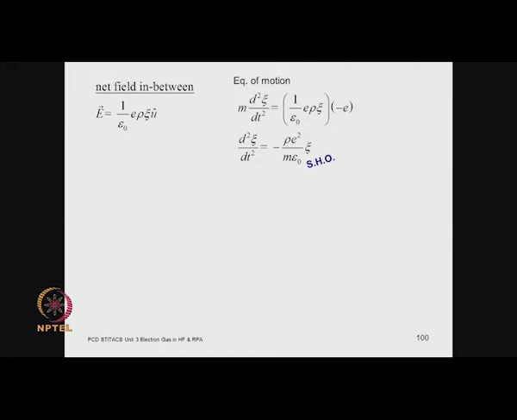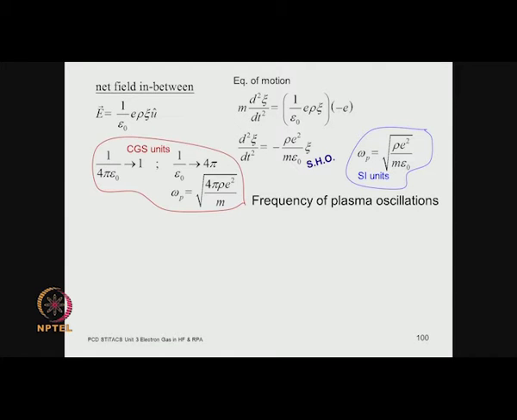So, we immediately know what will be the natural frequency of oscillation. That will be given by the square root of rho e square by m epsilon 0. This is the relation that you get in SI units. In many books you will find that atomic units or CGS units are used, where 1 over 4 pi epsilon 0 is written as 1, so 1 over epsilon 0 goes to 4 pi. So, the plasma frequency is root of 4 pi rho e square over m. This is just a matter of detail, whether you are reading literature which has used CGS units or SI units. You will get the oscillations coming from this particular source.